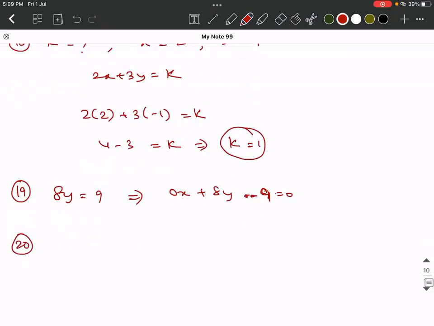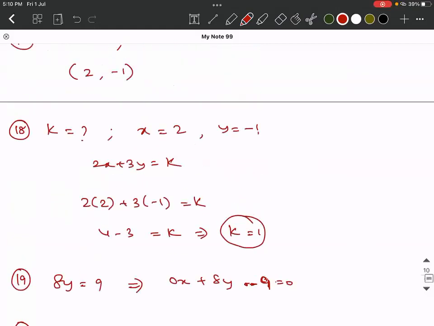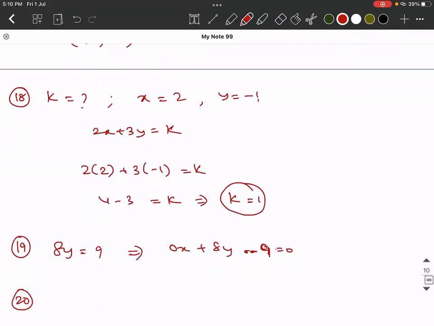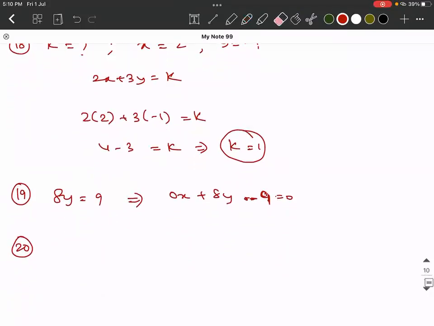20th one, what is happening? Question. The linear equation 3x. Which one? 18th I did, no? So done till the position.